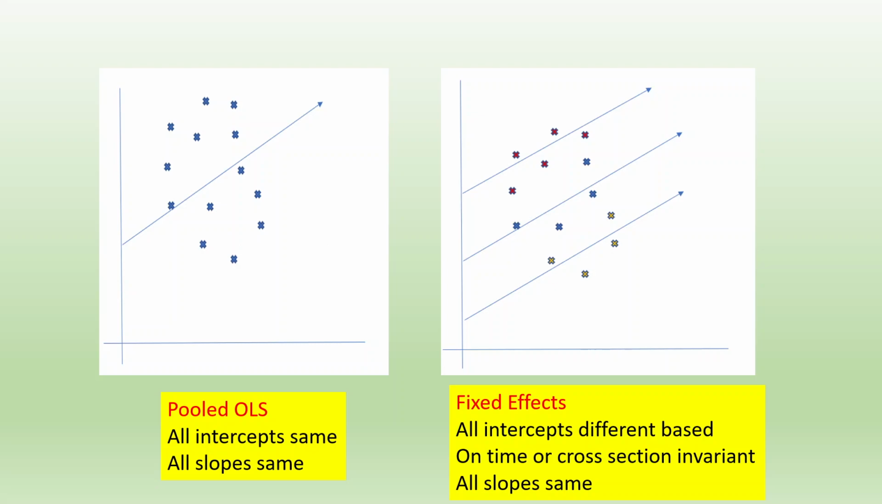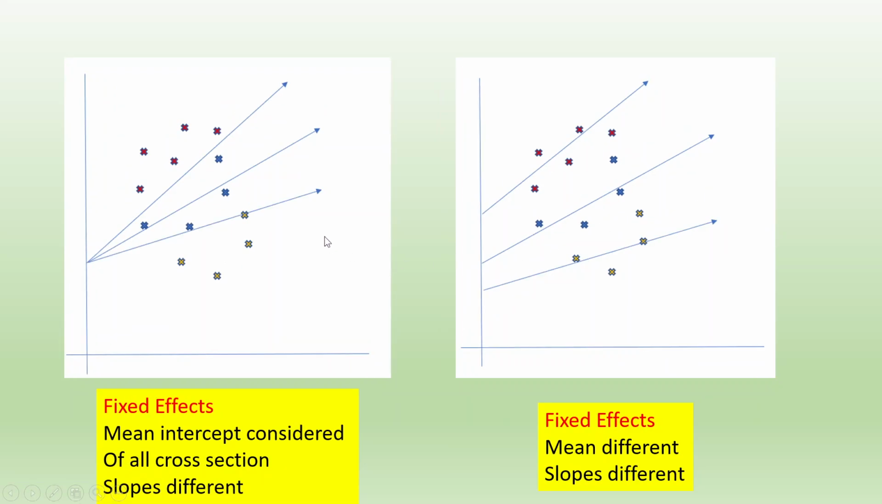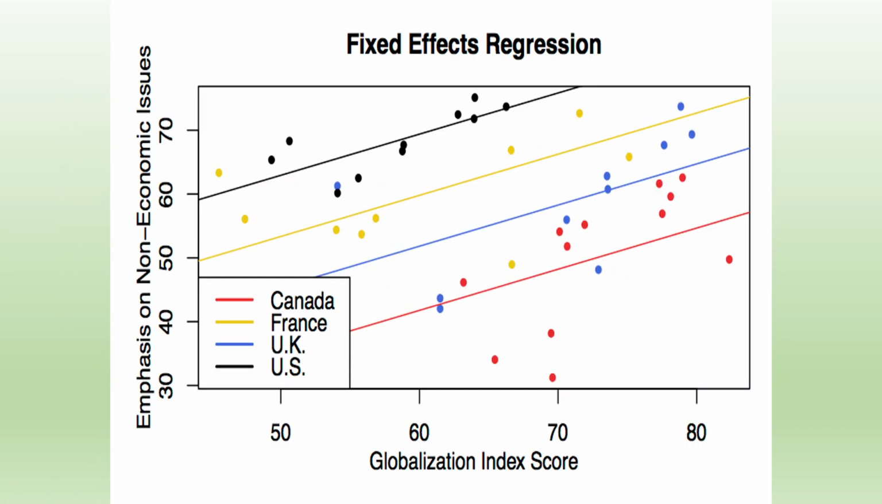The same thing I have tried to represent in another format. You can see only one equation. It's known as pooled OLS, ordinary least squares. All intercepts same, all slopes same. In fixed effects methods, all intercepts are different based on time or cross-section invariant, but the slopes remain the same. In the case of the third one, the mean intercept is considered for all cross-sections, but the slopes are different. In the fourth category, intercepts are different and slopes are different.